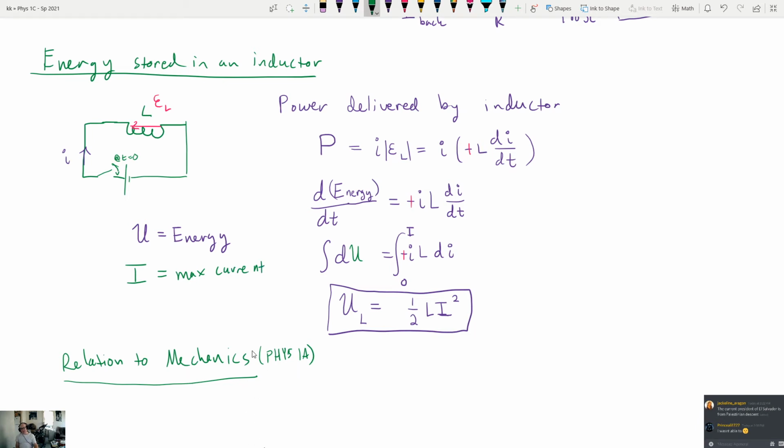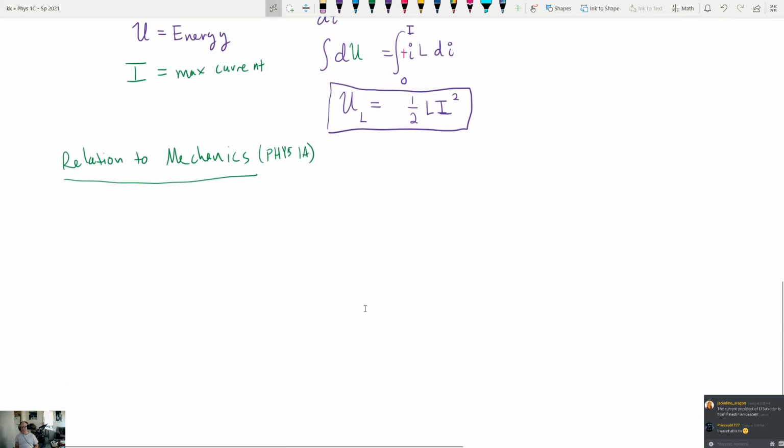Okay, so we want to relate these topics to mechanics. What are the two things that we just learned about? We learned about the EMF of an inductor, which ended up being equal to negative L di/dt. And we learned about the energy stored in an inductor, which is 1/2 Li squared, right? In mechanics, there are equations that actually have direct analogs to these two. Let me see if you all can figure this out.